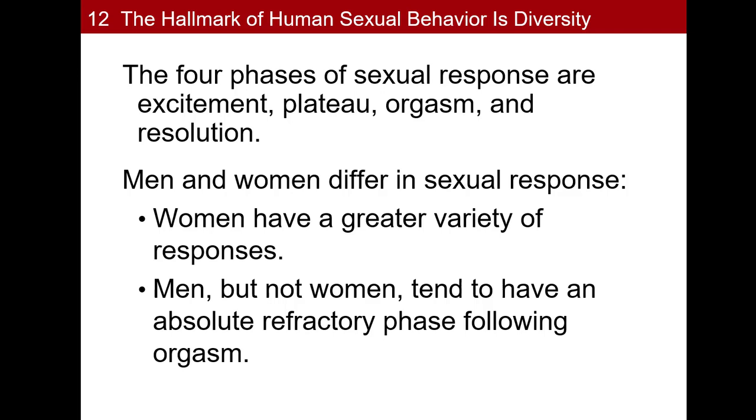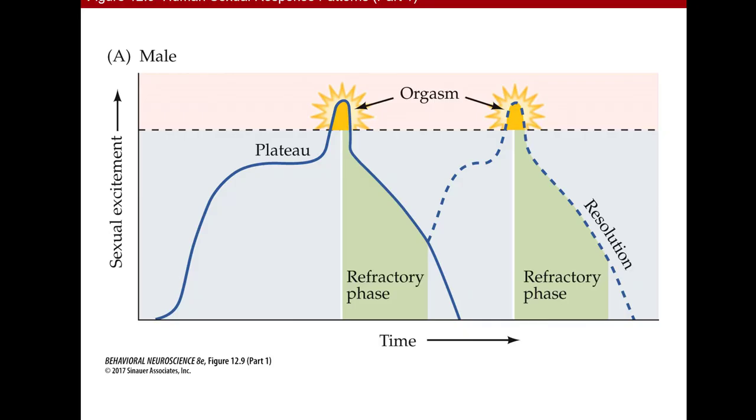One thing that you'll see when we look at human responses is that women tend to have a greater variety of responses. For men, there tends to be a pretty stable pattern here. The exact amount of time that you spend in one section versus the next may vary, but men go through these stages pretty consistently. Also, as I mentioned earlier, men tend to have an absolute refractory phase, so that after an orgasm, there is a period of time where it's not possible for a man to engage in sexual activity again.